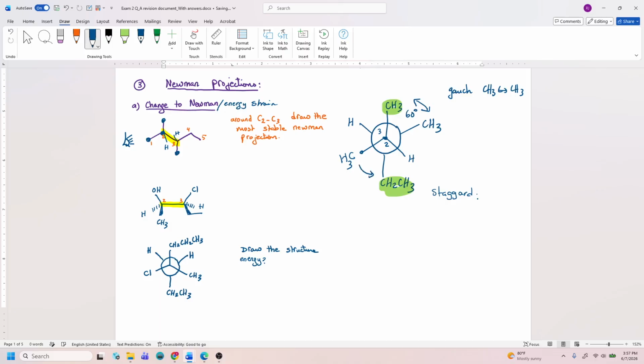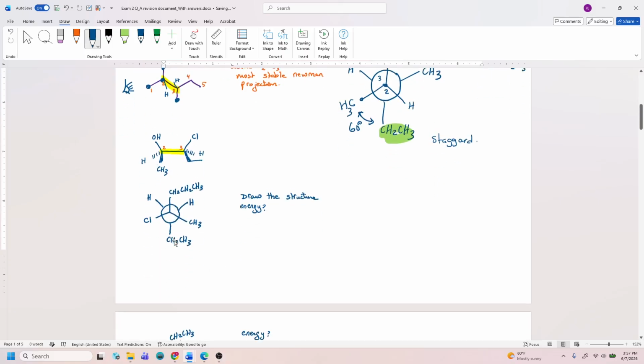So if you have two big groups that are 60 degrees away from each other, here you do have two gauche interactions: a gauche between those two CH3s, and a gauche between the CH3 and the other CH3 in there. Actually, it's CH2CH3. So if I ask you to calculate the energy for this structure, you look at the table, I would give you those values, and you add them up to get the energy for the structure. You don't have any other interaction other than gauche. Normally, staggered only has gauche interactions where the groups are 60 degrees away from each other.